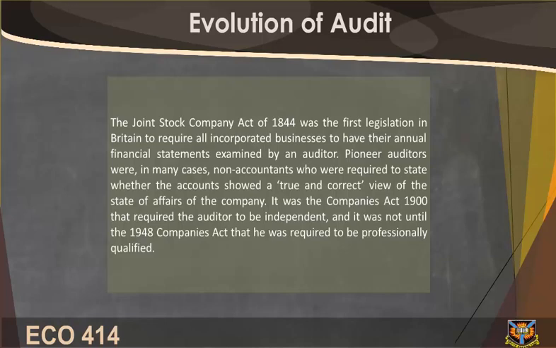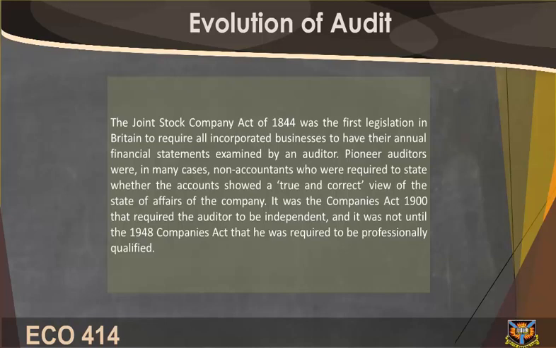The Joint Stock Company Act of 1844 was the first legislation in Britain to require all incorporated businesses to have their own annual financial statements examined by an auditor.